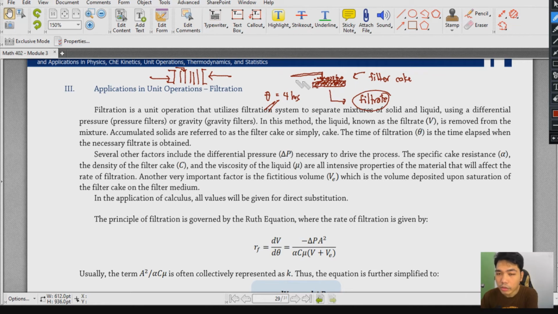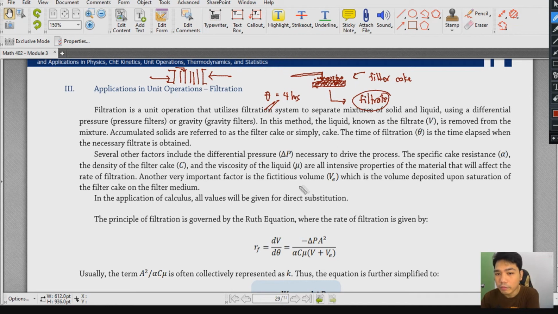And now, we also have the viscosity, which of course you already know. That's mu. These are all intensive properties of our filtration. That means all of these will be given and they're all constant. So, you have nothing to worry about there.